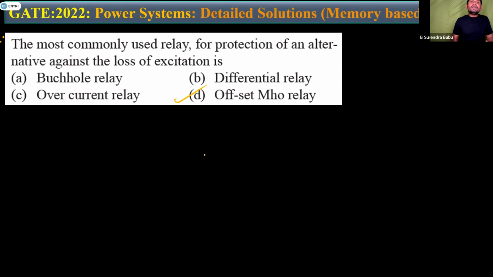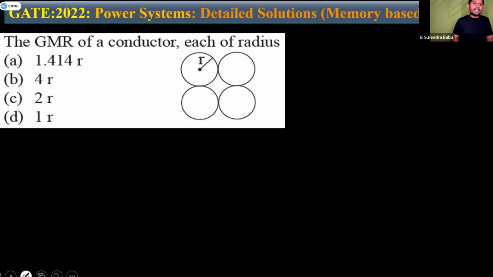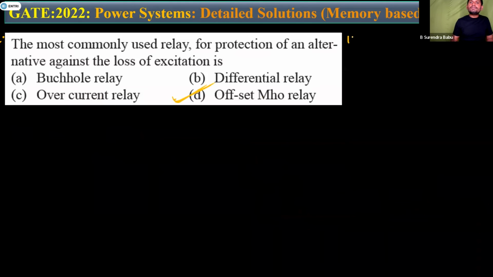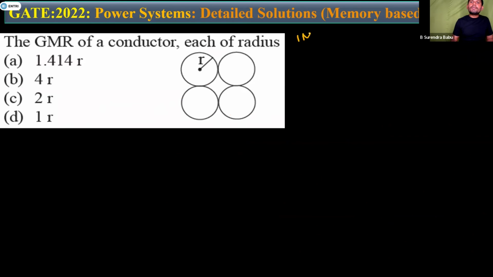But mainly, for protection against the loss of excitation, which relay can you use, friends? Offset mho relay you can use. It is also a very simple question. This is also a 1 mark question. All these are 1 mark questions. Okay, this is a 1 mark question, and this is also a 1 mark question, and this is also a 1 mark question. Here it is asking that this option is different.